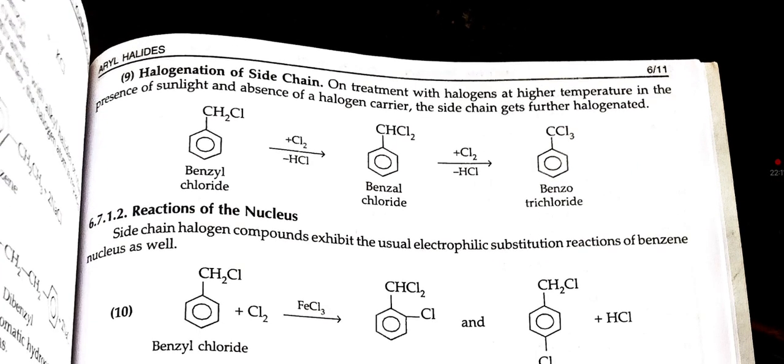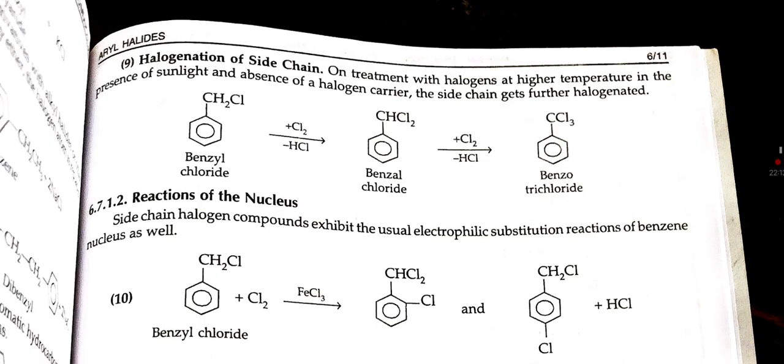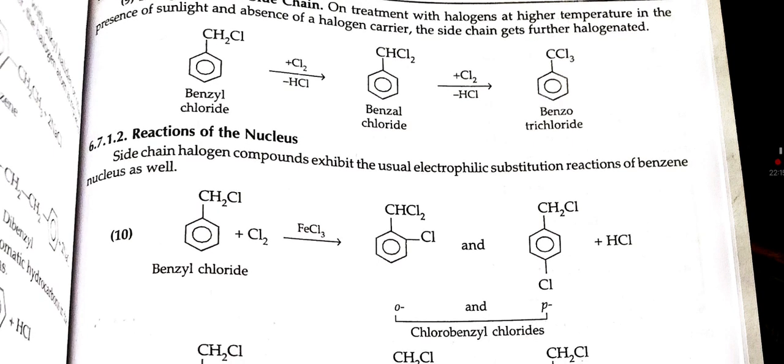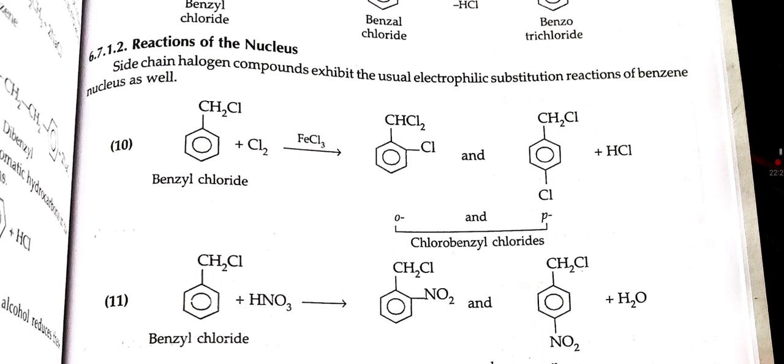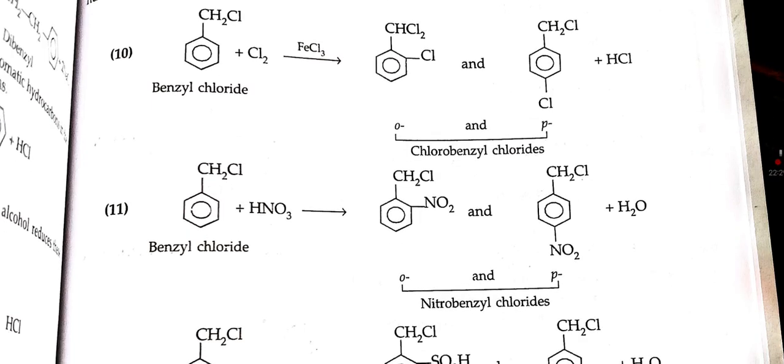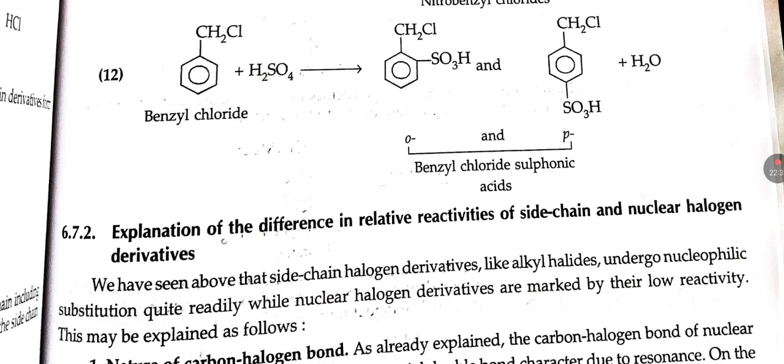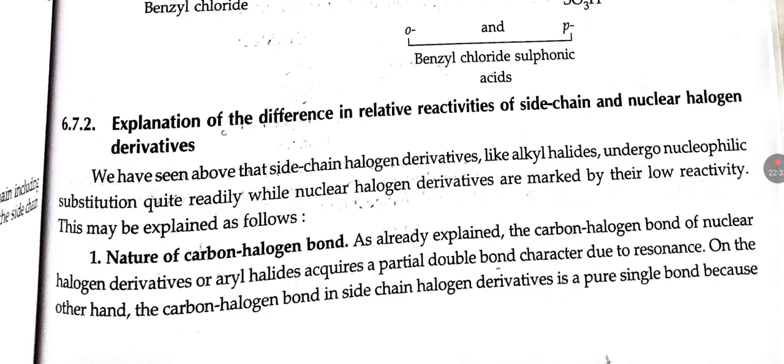Halogenation of side chain. On treatment with halogen at higher temperature in presence of sunlight and absence of halogen carrier, the side chain gets further halogenated. Reaction of the nucleus. Side chain halogen compounds exhibit the usual electrophilic substitution reaction of benzene nucleus as well. Explanation of difference in relative reactivities of side chain and nuclear halogen derivative.